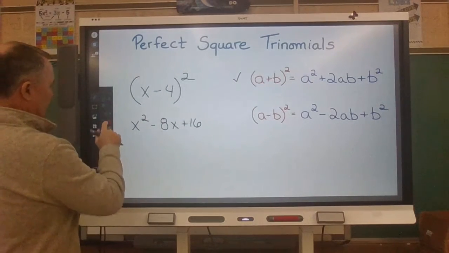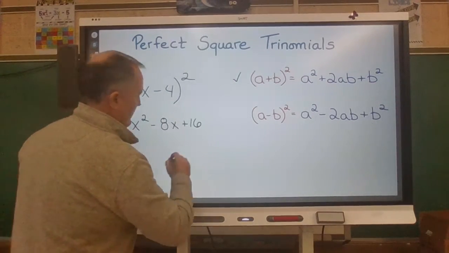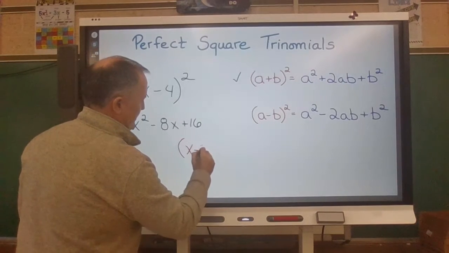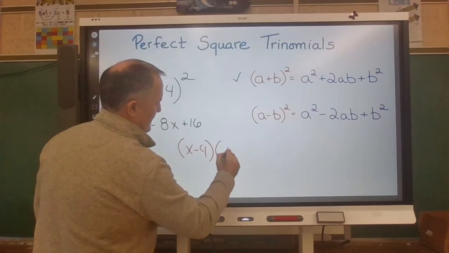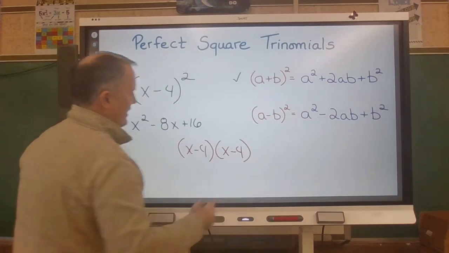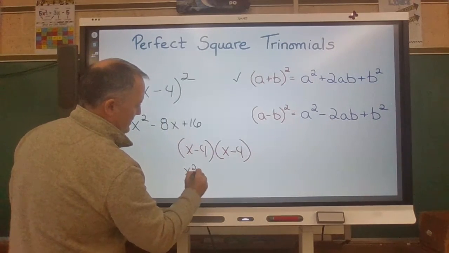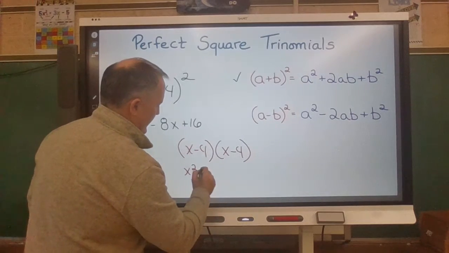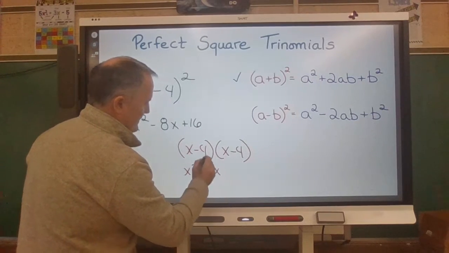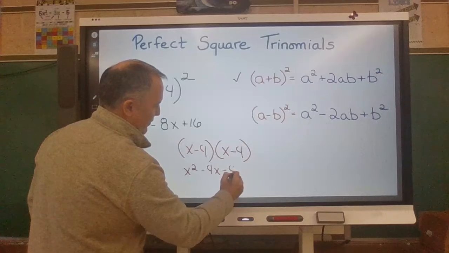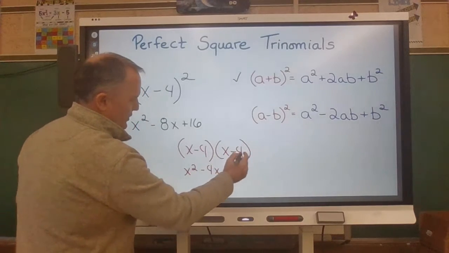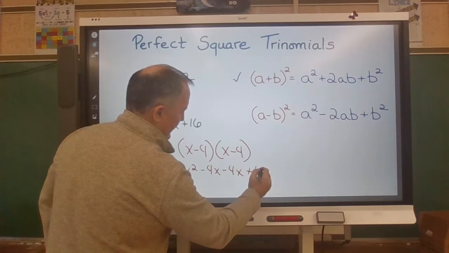As a matter of fact, I'll show you that right now. So if I did x minus 4 times x minus 4, and I FOILed it, that'll give me x squared. That gives me negative 4x. The inside gives me negative 4x. The two last will be a positive 16.